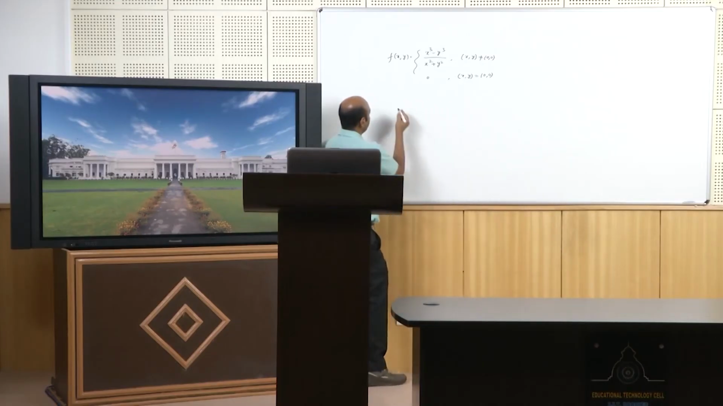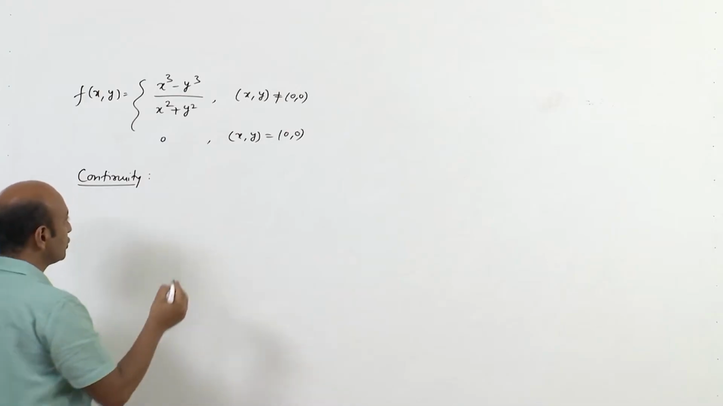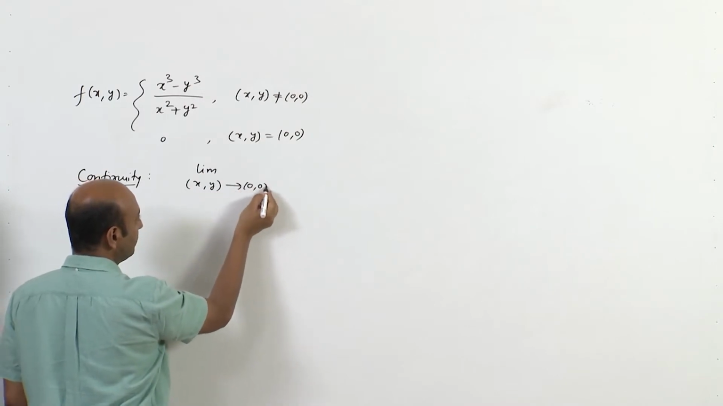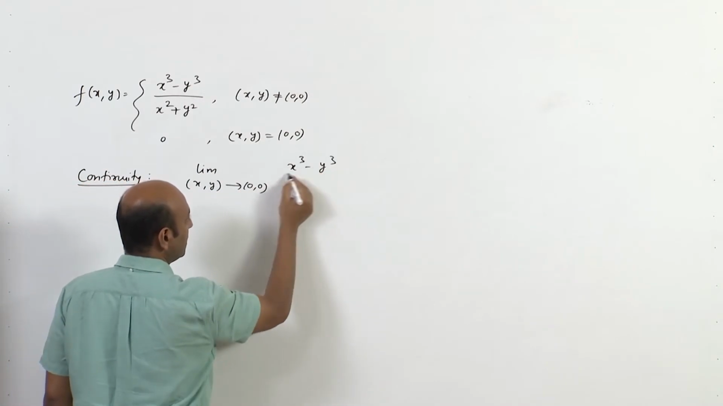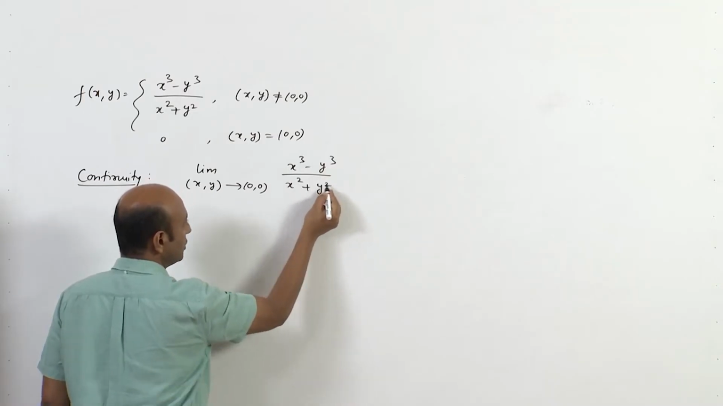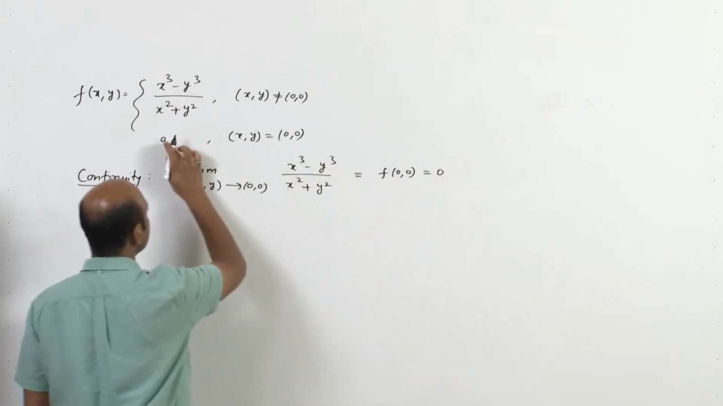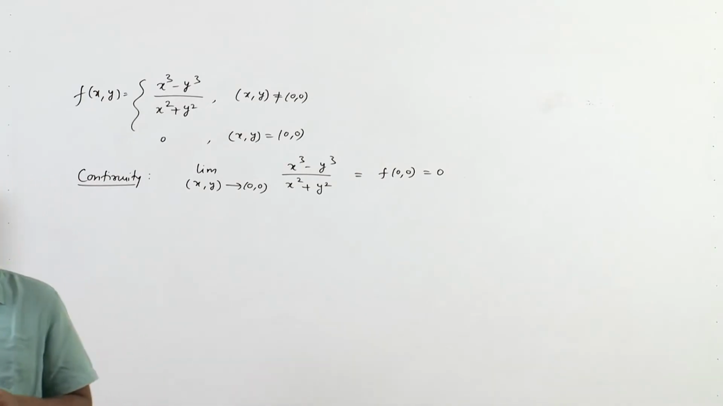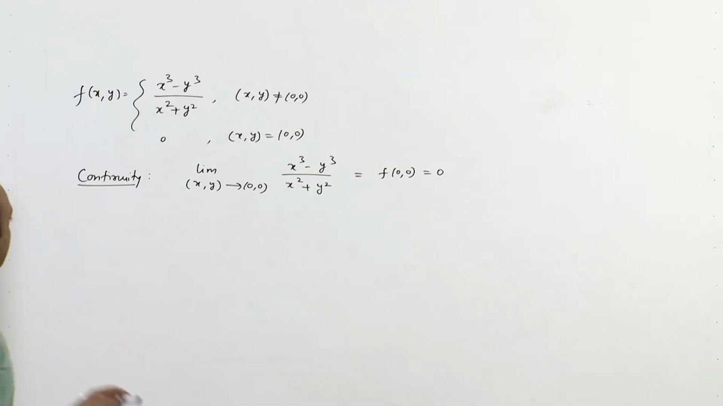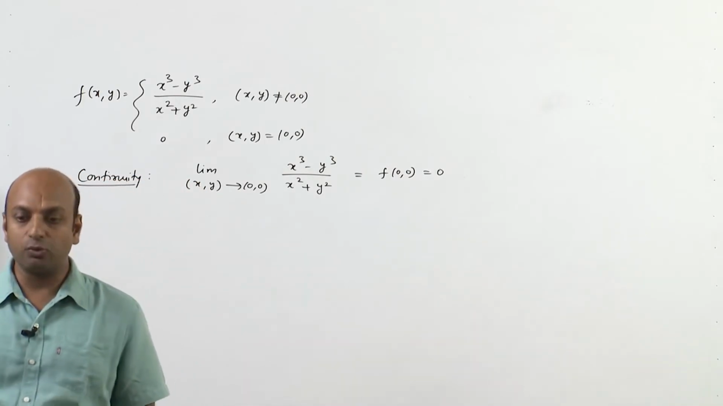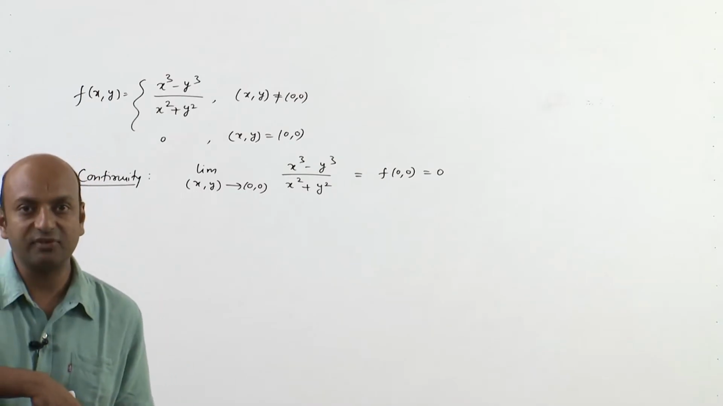So, the first part is continuity. For continuity at (0, 0), what we have to show is that the limit as (x, y) tends to (0, 0) of (x cube minus y cube) upon (x square plus y square) should be equal to f at (0, 0), which is 0. Now, how can we show that this limit exists and is equal to 0? In order to prove this, we have to use the delta-epsilon definition.